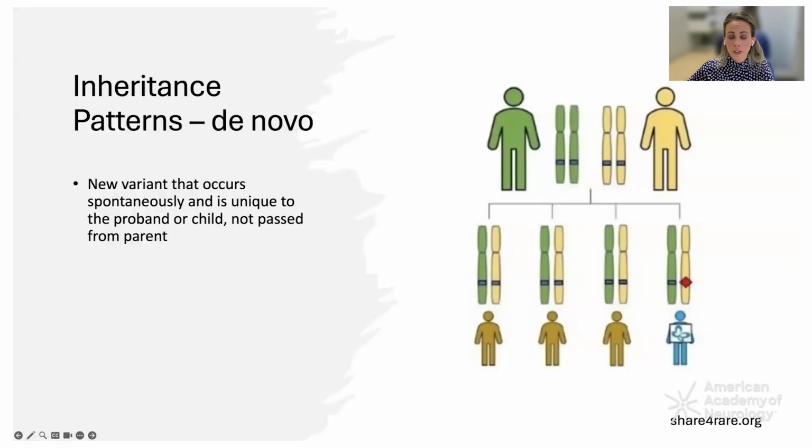The de novo variant is a new variant that occurs spontaneously and is unique to the proband or the child and is not passed from a parent. It happens spontaneously when the individual is developing in utero.